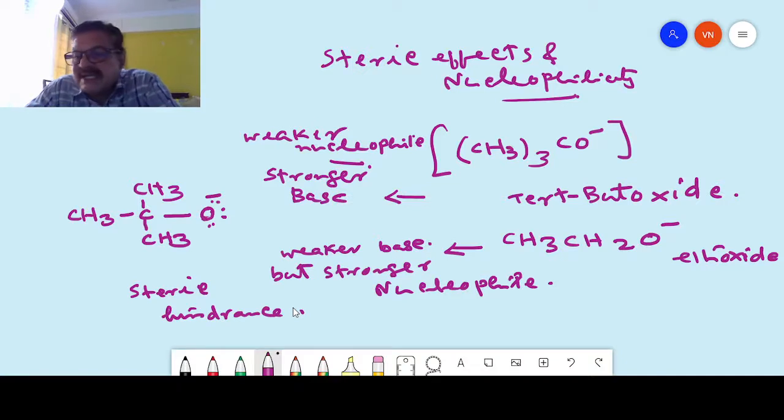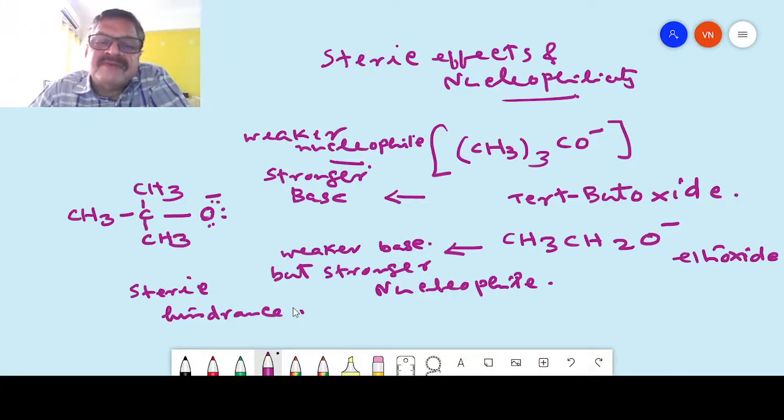Because of the steric hindrance, it becomes difficult for the big bulky base to attack. That is why it is becoming a weaker nucleophile. That is the explanation being given here. Tertiary butoxide here, steric hindrance decreases the nucleophilicity. Because it is a weaker nucleophile, steric hindrance decreases the nucleophilicity of tertiary butoxide, but not the basicity here.